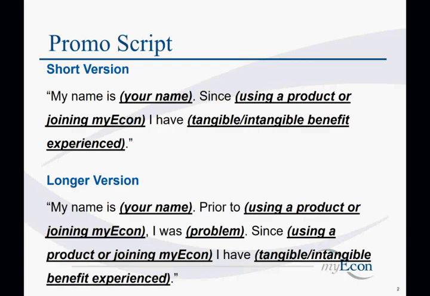A longer version would include the problem. So you can say, my name is Nicole Petaway. Prior to joining myEcon, I had never filled out a W-4 form and had no idea what it was. But since joining myEcon, I've filled out the W-4 correctly, and it has allowed me to bring home an additional $1,100 a month. So you can see in this example, I included the problem that I had and how myEcon solved it. This one is a good one as well because it's showing that I had a similar problem. And I like to use this one when a person tells me a problem that they have when I'm prospecting them.